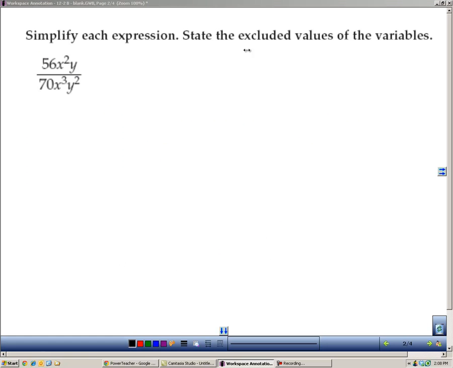Here's another expression to simplify, but we have the added instruction of finding the excluded values. So before I start canceling, I want to look and find what the excluded values are. Now I don't have any pluses or minuses here, so I need to think of any number that I could put in for x or y that will give me a 0. Well, when there's no pluses or minuses and everything's being multiplied, the only excluded values are this: x cannot be 0 and y cannot be 0. Because if those values were plugged in for x or y, it'd multiply by everything and give me a 0. So this is pretty easy for the excluded values. Now let's get to the simplifying part.